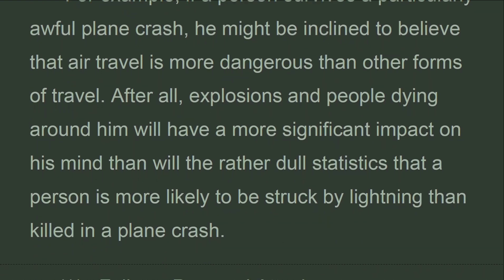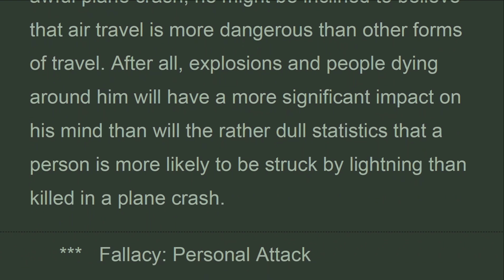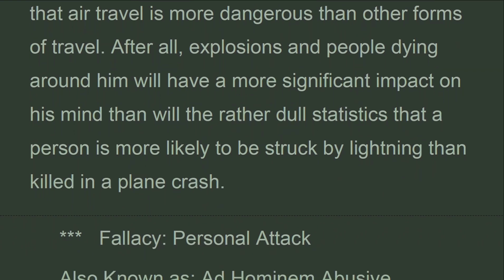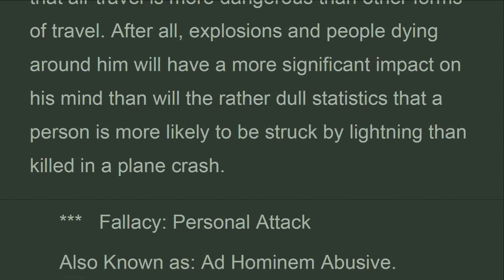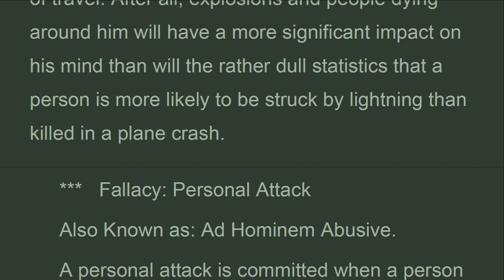After all, explosions and people dying around him will have a more significant impact on his mind than will the rather dull statistics that a person is more likely to be struck by lightning than killed in a plane crash.